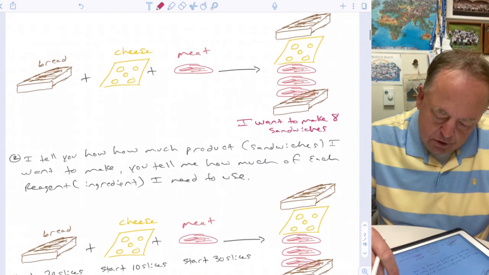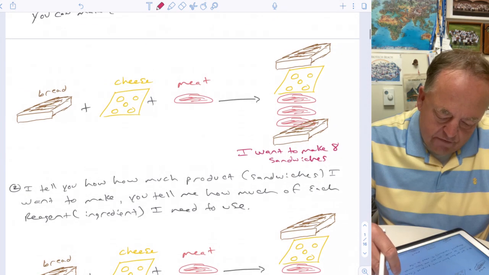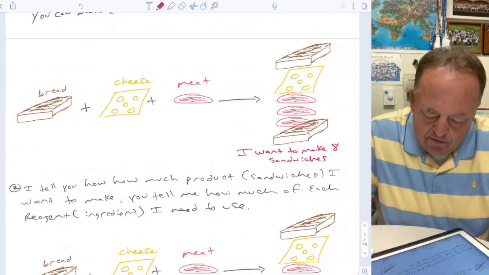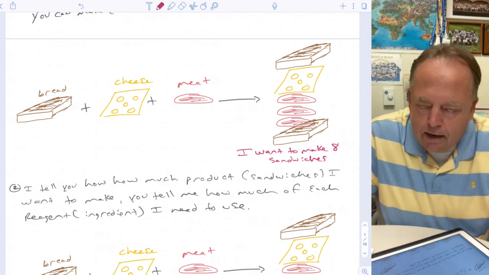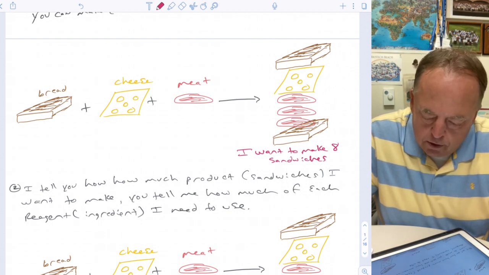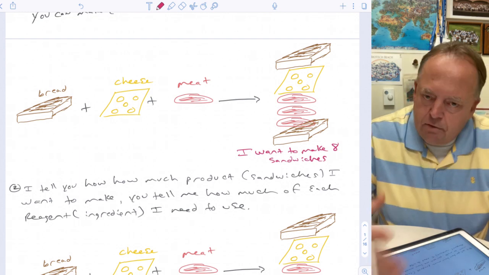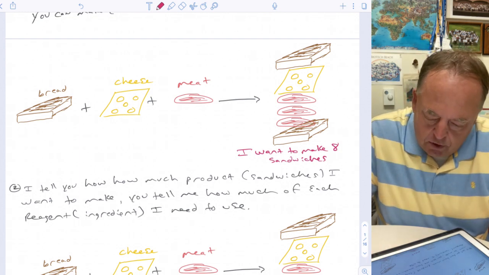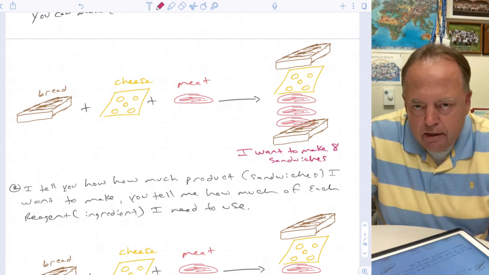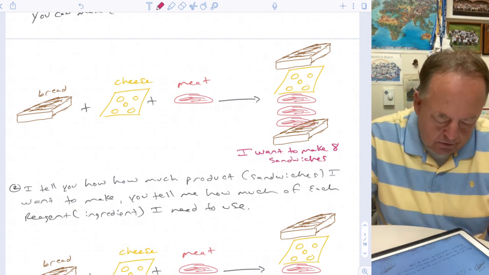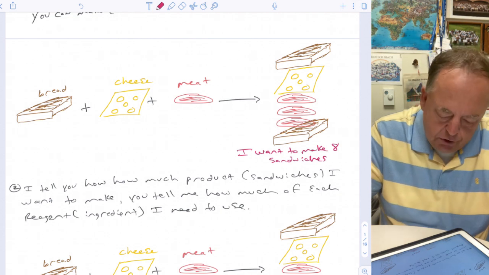Okay, so scenario number 2. Instead of me telling you how much ingredients you have, what the reagents are, I tell you how many sandwiches I want you to make. So I want to make 8 sandwiches. Now we're just simply going to work backwards, okay? If I tell you how much product to make, then you can tell me how much reagent goes into the reaction, right? So how many slices of bread would you need?